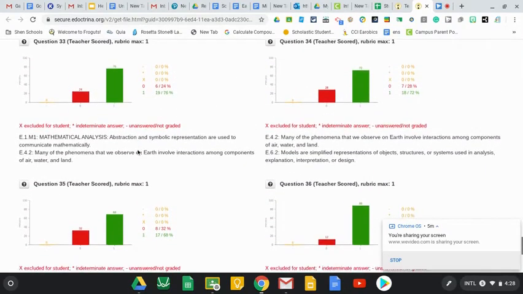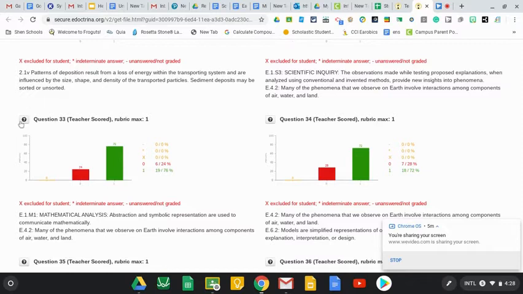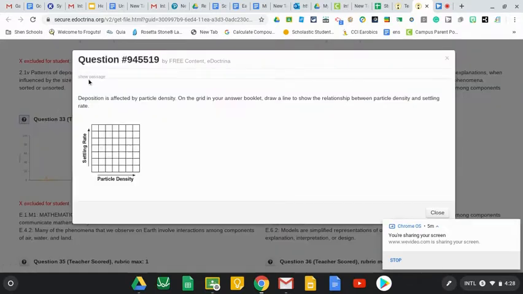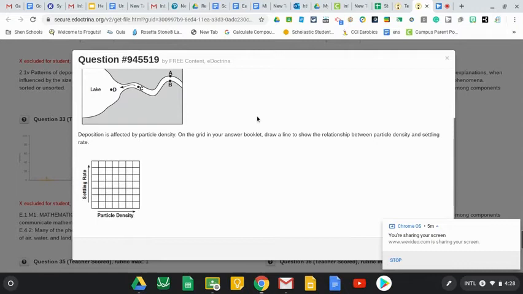Question 33. A lot of you are doing fine, but I shouldn't say a lot of you. Some of you still don't understand that rate is speed. So if the particle is more dense, it will settle faster. So that is a direct relationship. Exactly what we did in our investigation packet.